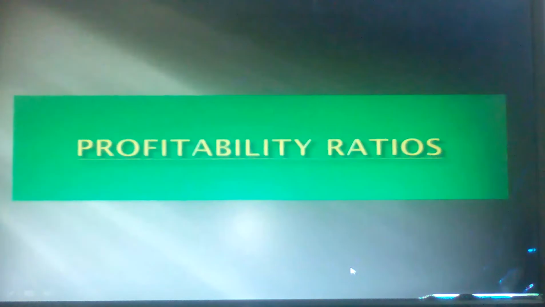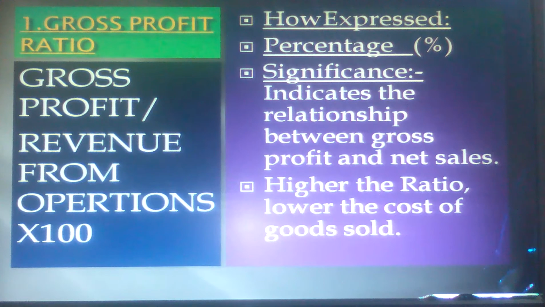Then finally, our profitability ratios, a very, very important one. As you know, in profitability ratios, the first one is the gross profit ratio. What is the gross profit ratio? Gross profit divided by revenue from operations into 100. Here everything is expressed in percentage. All the profitability ratios are expressed in percentage. What is the significance here? It indicates the relationship between gross profit and our net sales.